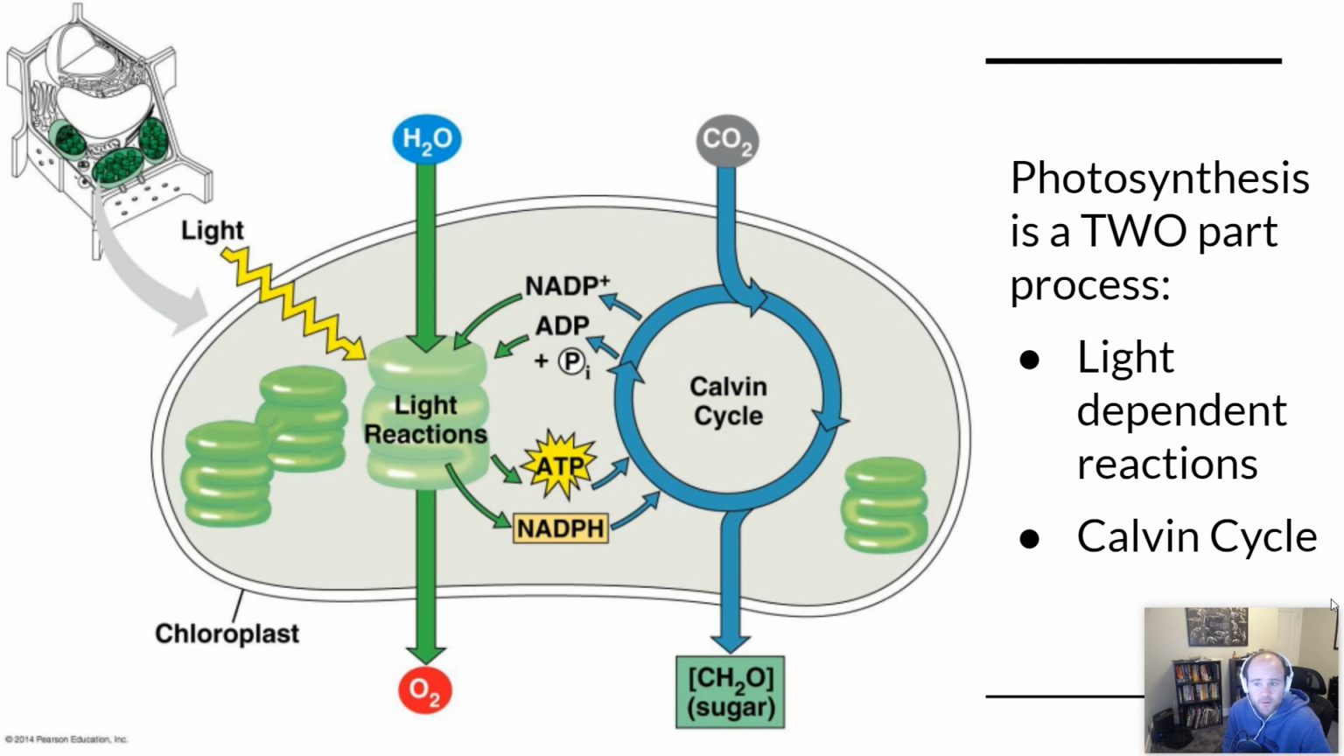Welcome back, AP Bio, to our Chapter 8.2 discussion on photosynthesis. As a reminder, photosynthesis is a two-part process: the light-dependent reactions, which, like the name implies, utilize light, and the Calvin cycle, also known as the dark reactions, although they do not only take place at night.